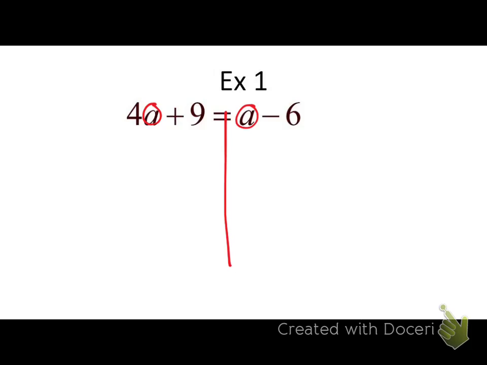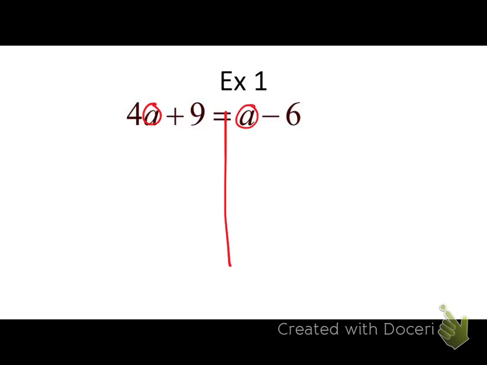Now, the next thing I ask myself, can I distribute? Okay, can I combine like terms? No, because I can't combine this with this. I can't cross that line. So if I can't simplify the equation by distributing and combining like terms, I look at step number 2, which says get my variables to the same side. All right, so I want to get my variables to the same side. I do that by picking on the little guy.